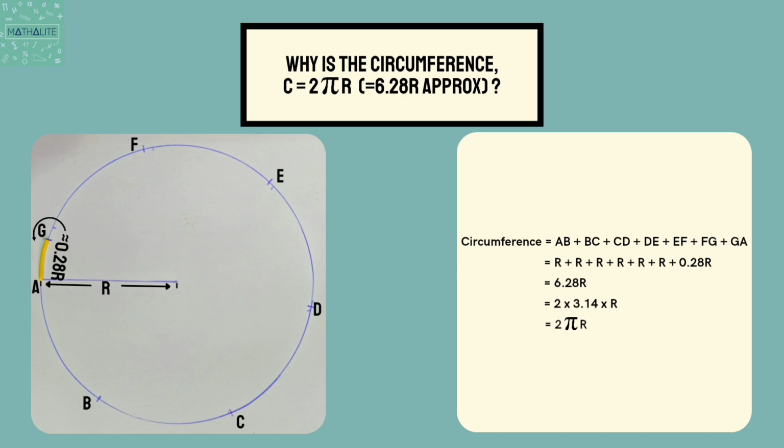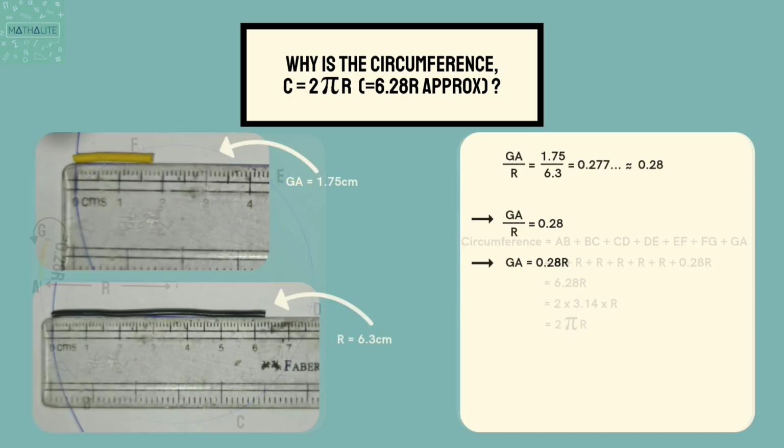Now let's see how we are getting the small portion GA as 0.28 r approximately. For that, we'll measure the length of GA and compare it with the length of the radius. In this case, GA is measured with the help of the yellow wire, which is 1.75 centimeter, and r is the black wire, which is 6.3 centimeter.